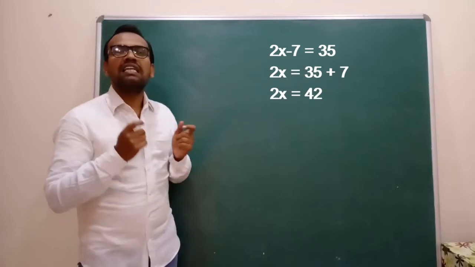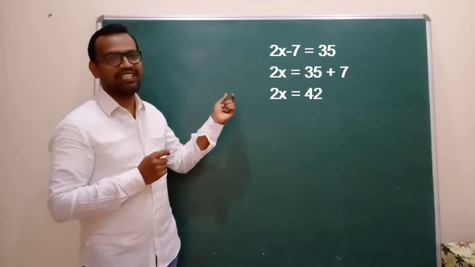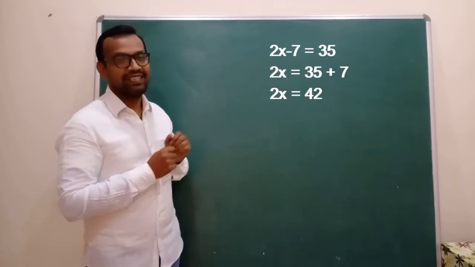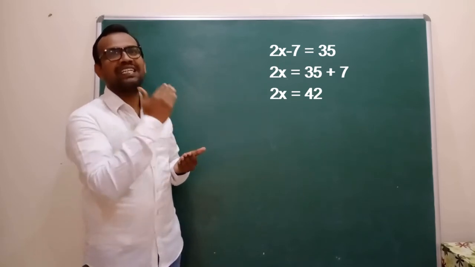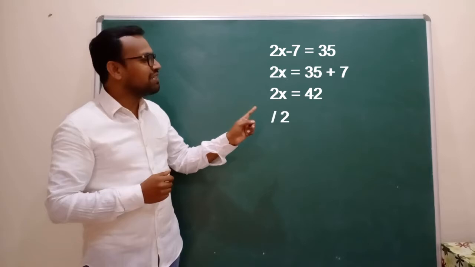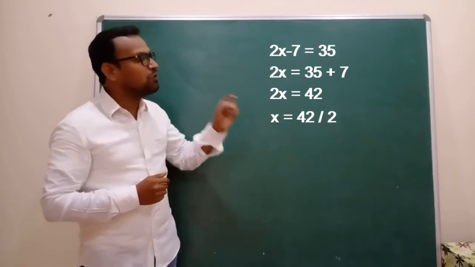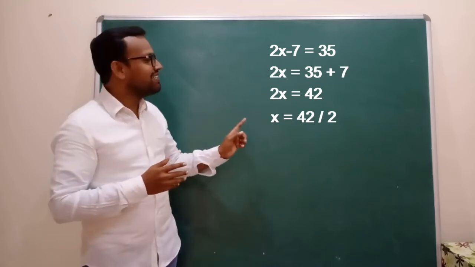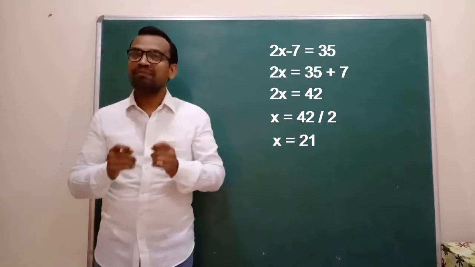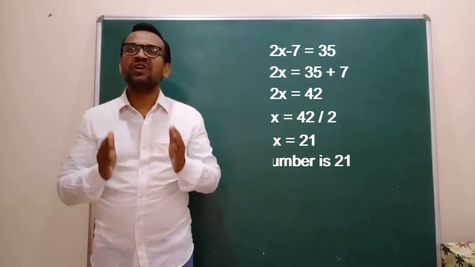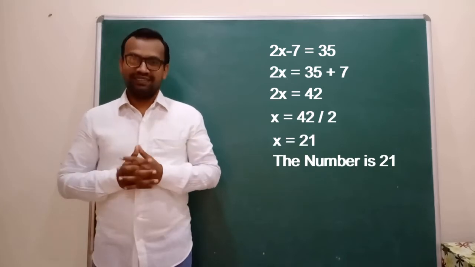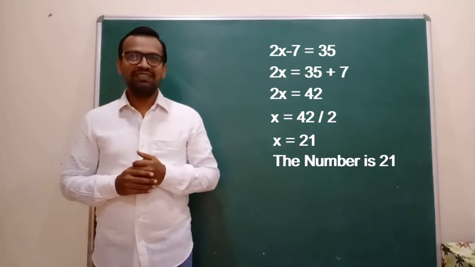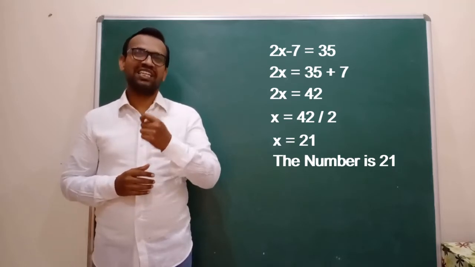Then we want the answer for x. Let us transpose this 2 to the other side. So 2 into x. A multiplying quantity, when it is transposed, becomes divide. So x is equal to 42 by 2. Dividing 42 by 2, we get x is equal to 21. That means the number is 21. So like this, we are going to learn linear equations in one variable and the technique of solving such equations.